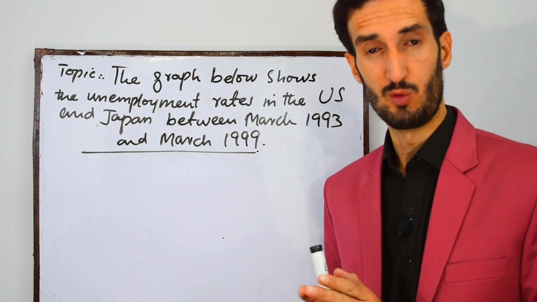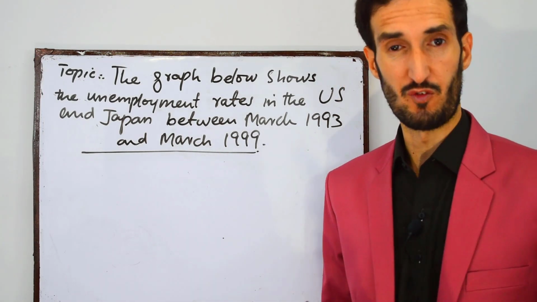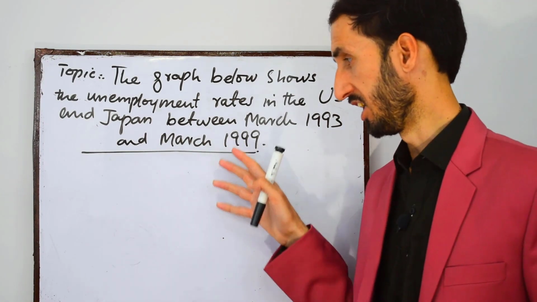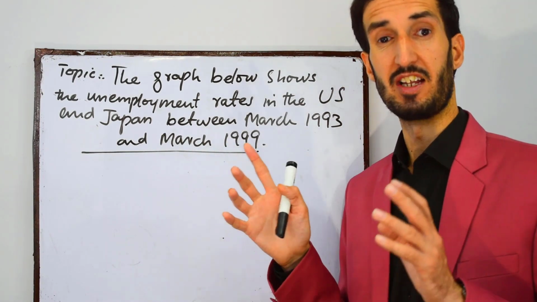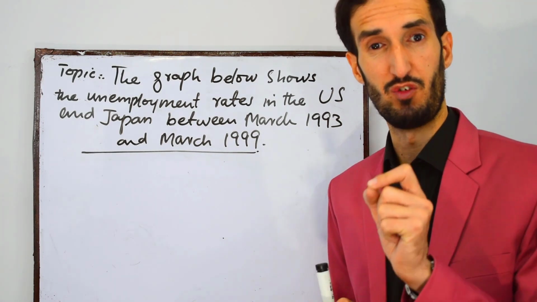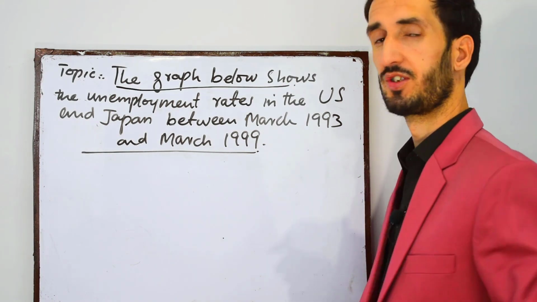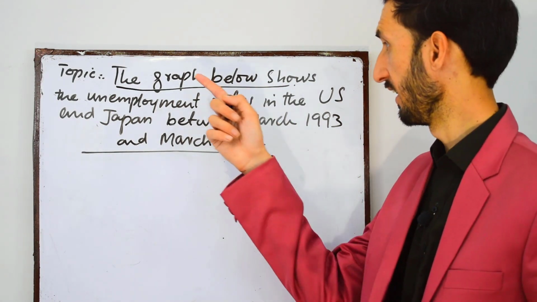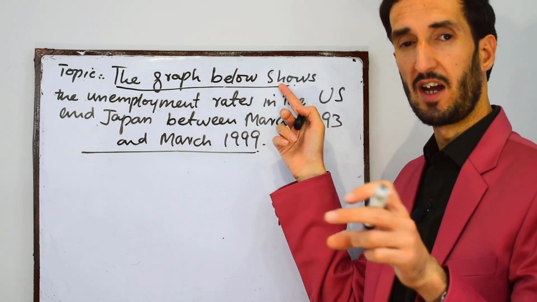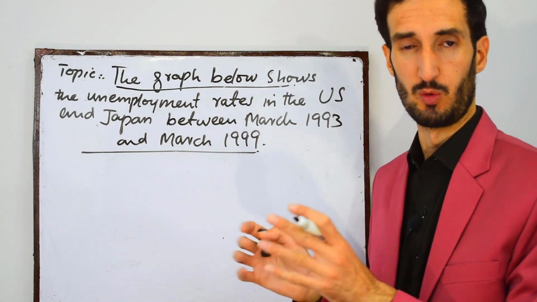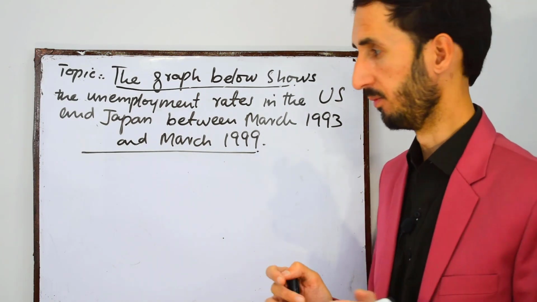First thing which we have to do in IELTS Writing Task 1 is to paraphrase the topic. It is an introduction. In our introduction, we have to paraphrase the topic. That's what we have to do first. Now, first, the graph below shows. How to paraphrase this line? The graph below shows. This is present simple. We have to use present simple here too. And the graph, we don't change. It is the topic. It remains the same.